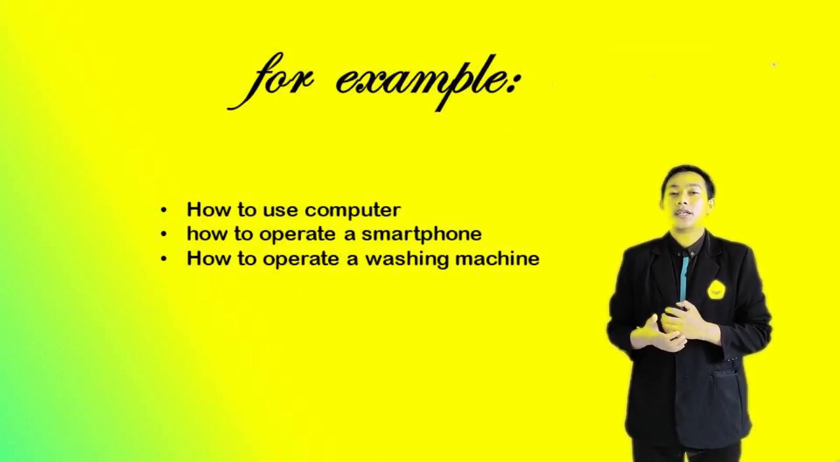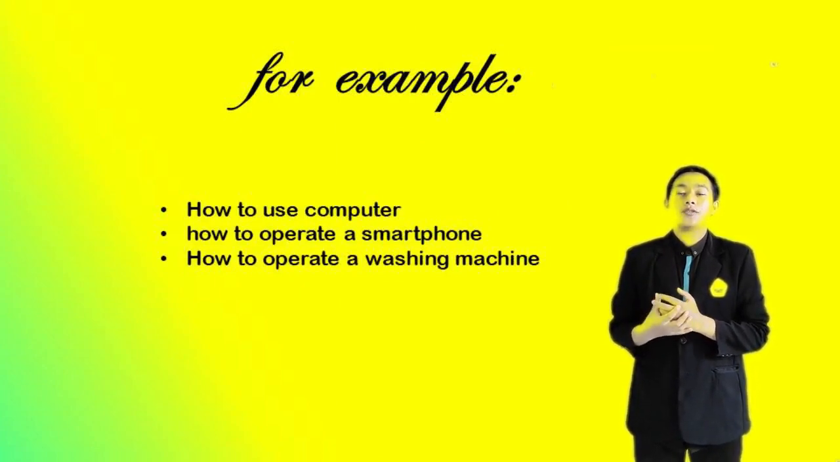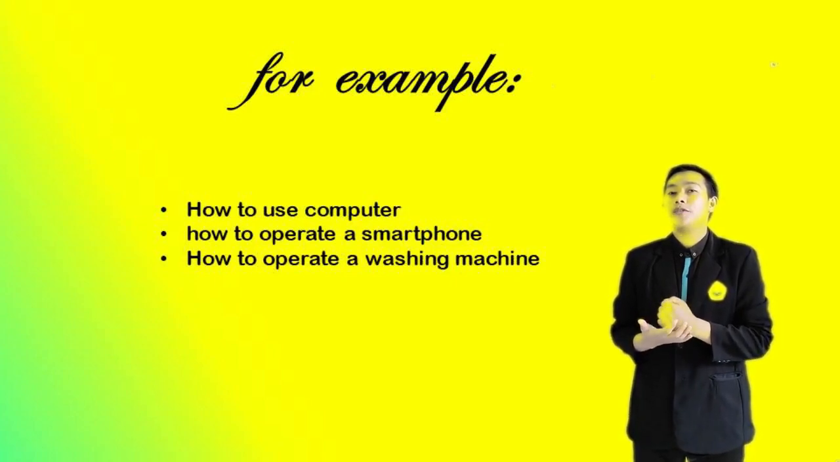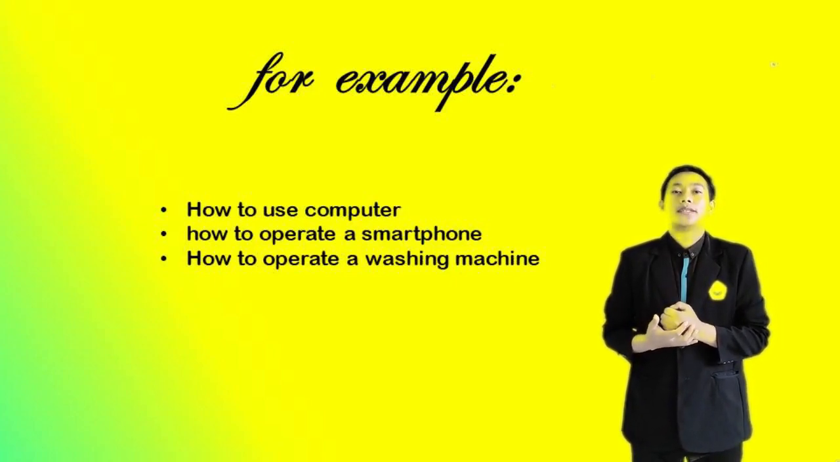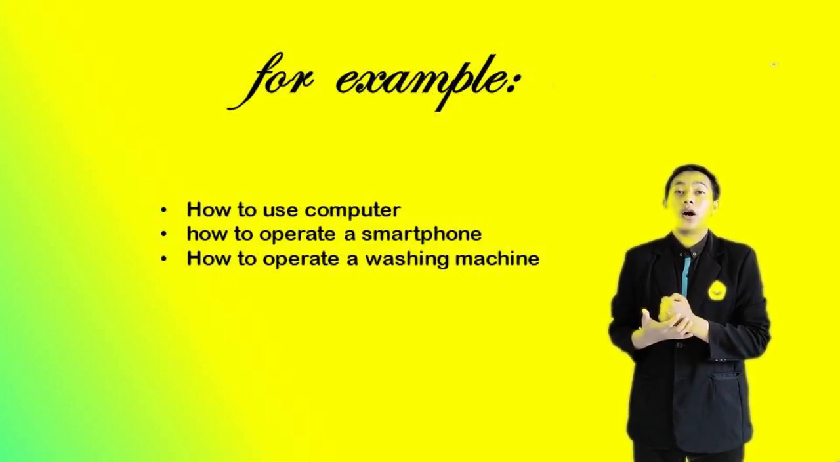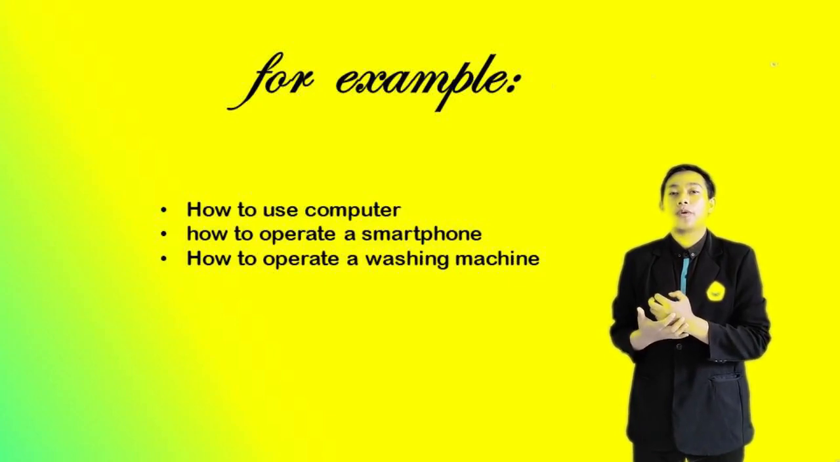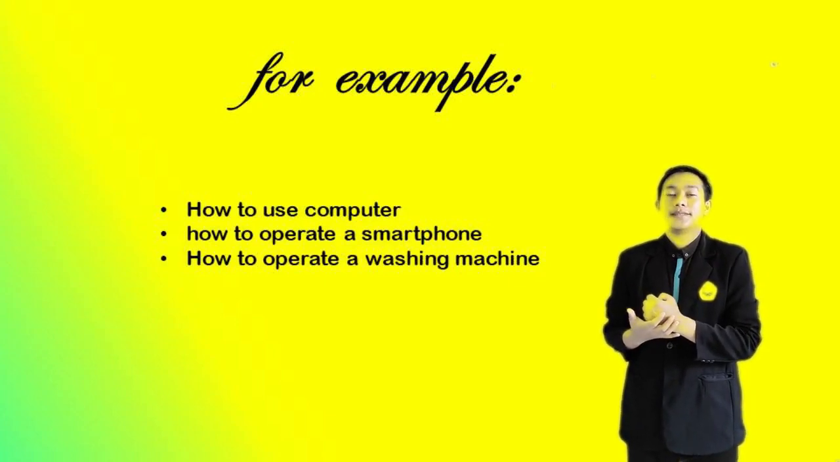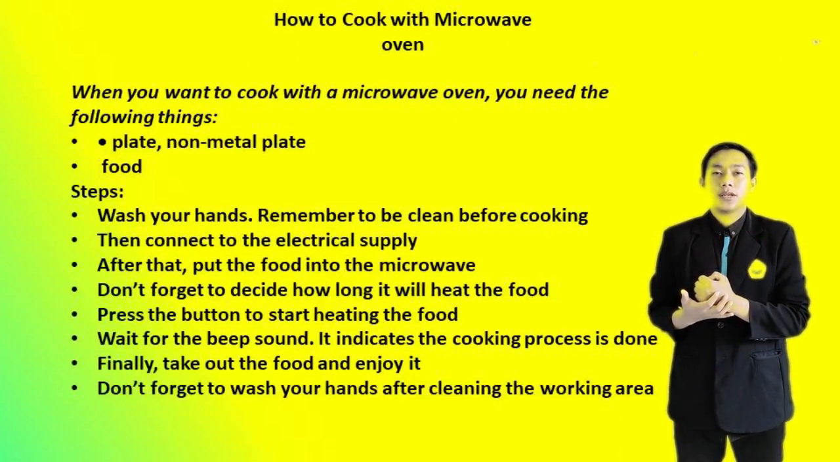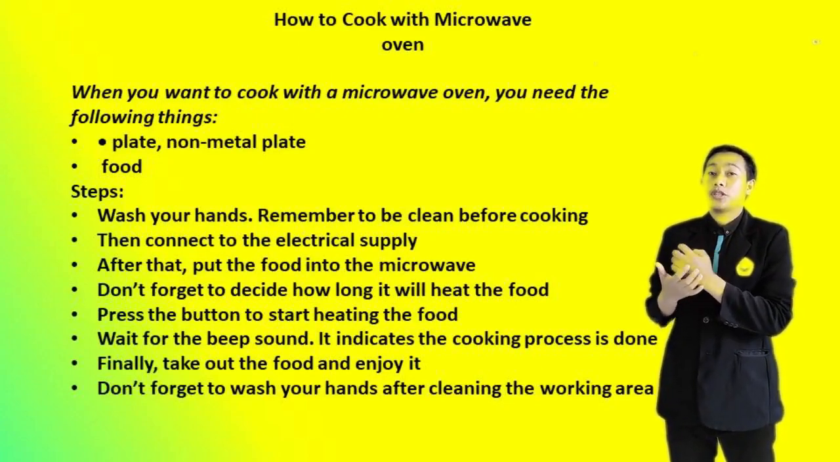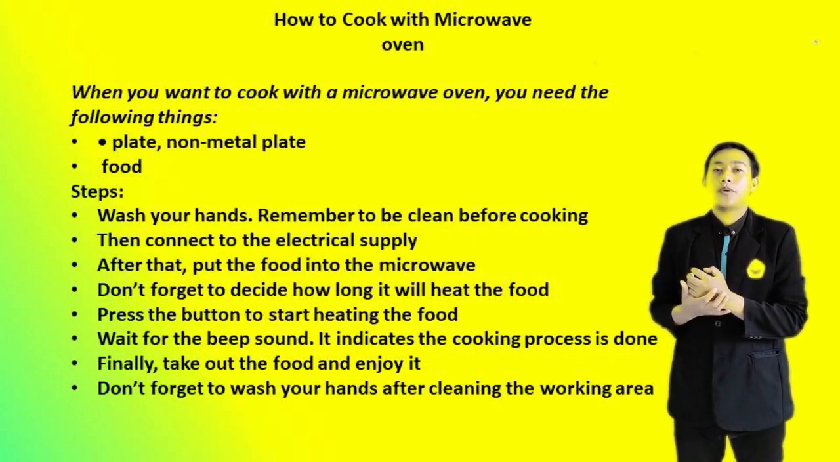Okay, this is another example about how to operate a manual. The example is how to use a computer. The second is how to operate a smartphone, and the last is how to operate a washing machine. Okay, this is an example of procedure text about an operation manual.